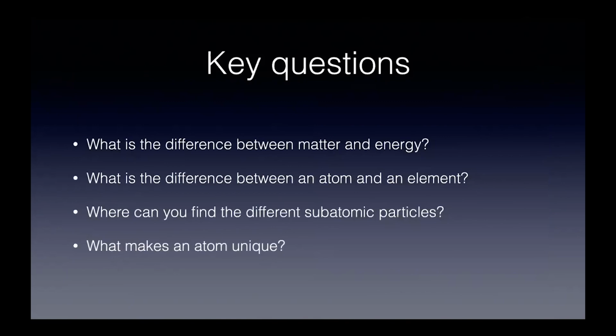So let's go back to our key questions that we started this lesson with. Do you now know what is the difference between matter and energy? Do you now know what is the difference between an atom and an element? Can you find the different subatomic particles? And when I say find them, I mean where they are in an atom. And then finally, what makes an atom unique? Or another way to say it, what thing gives the atom its name? What is only true about one atom or one element in the universe?